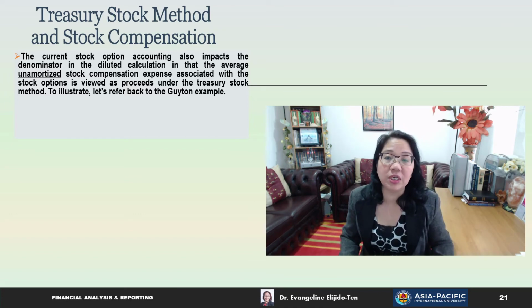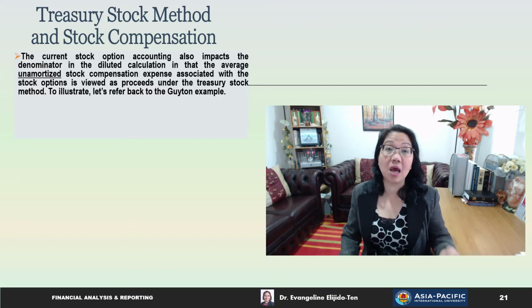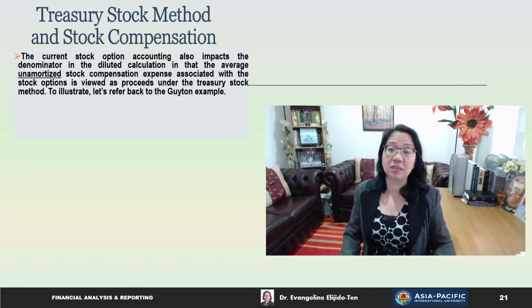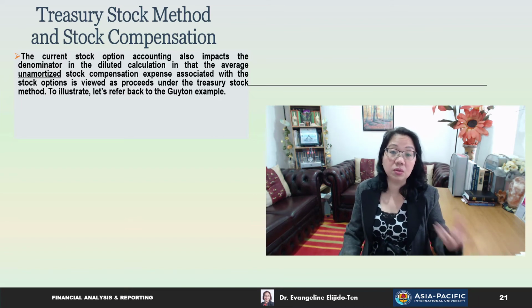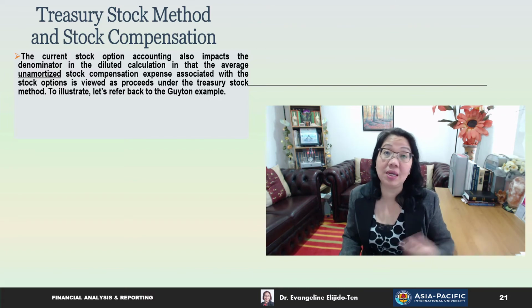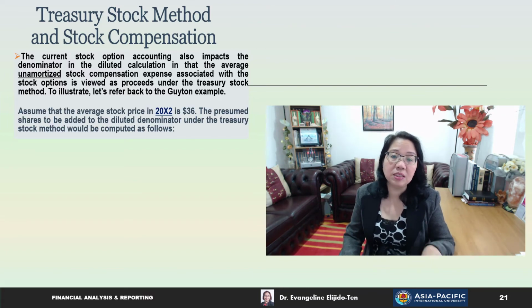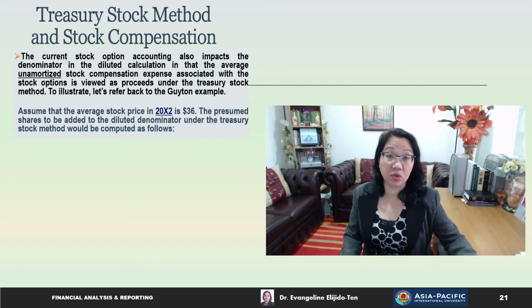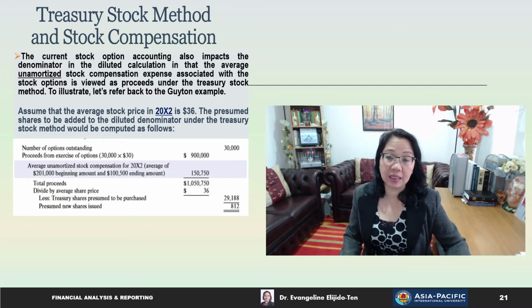The current stock option accounting also impacts the denominator in the diluted calculation because the average unamortized stock compensation expense associated with the stock options is viewed as proceeds under the Treasury stock method. So to illustrate this, let's refer back to the Guyton example earlier. Let's assume that the average stock price in 20X2 is $36. The presumed shares to be added to the diluted denominator under the Treasury stock method would be calculated as follows.